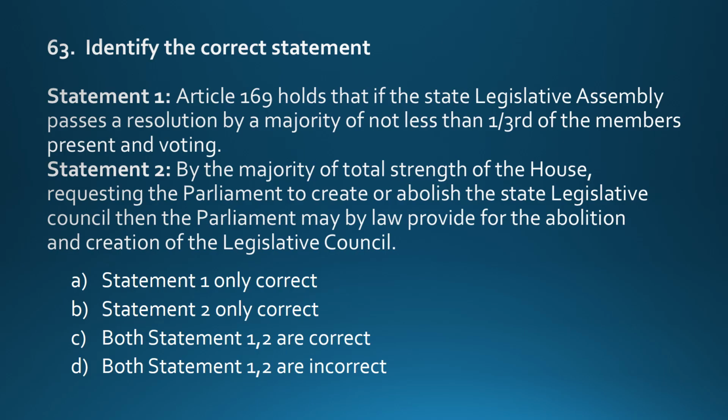Question number 63. Identify the correct statement. Statement 1. Article 169 holds that if the state legislative assembly passes a resolution by a majority of not less than one-third of the members present and voting. Statement 2. By the majority of total strength of the House requesting the Parliament to create or abolish the state legislative council, then the Parliament may by law provide for the abolition and creation of the legislative council. Option A, statement 1 only correct. Option B, statement 2 only correct. Option C, both statement 1, 2 are correct. Option D, both statement 1, 2 are incorrect.